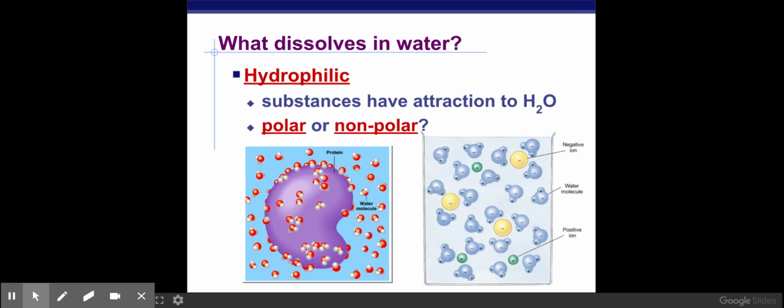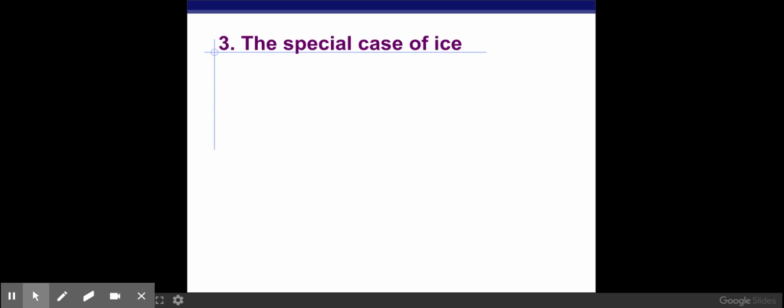If something does dissolve in water, we say that it's hydrophilic, water-loving. And that means that it's attracted because it's polar. It has some sort of charge, and so that interacts with those polar portions of the water molecule. All right, next we come to ice.